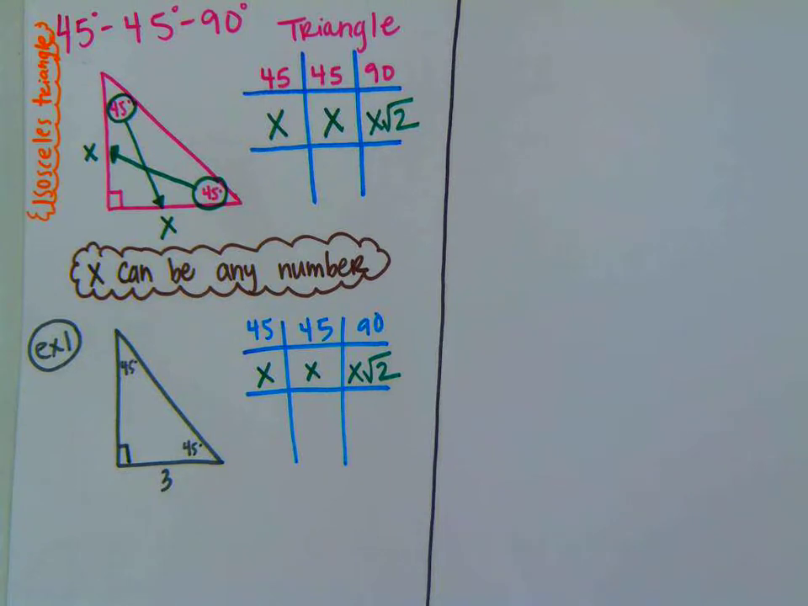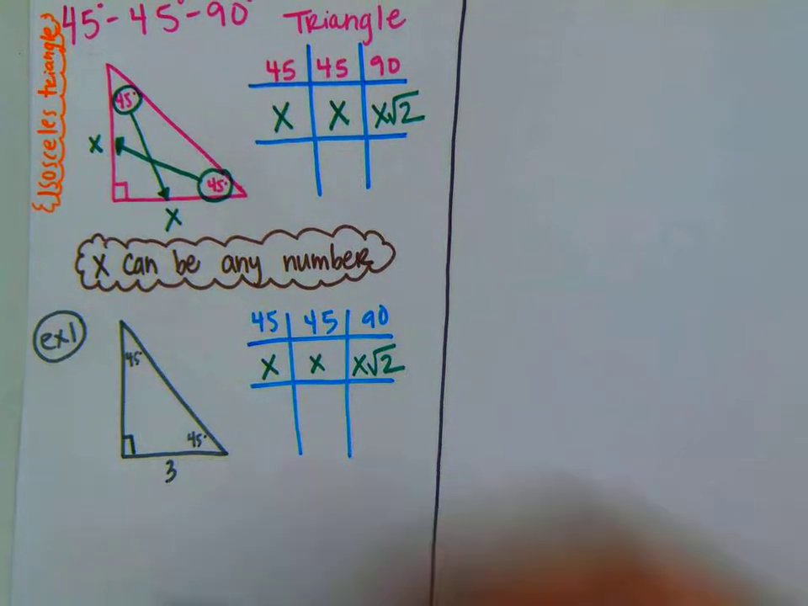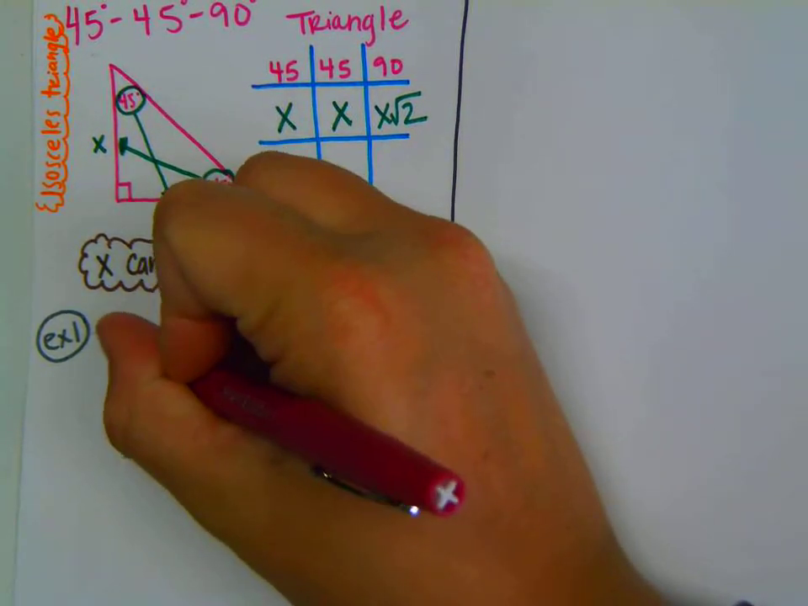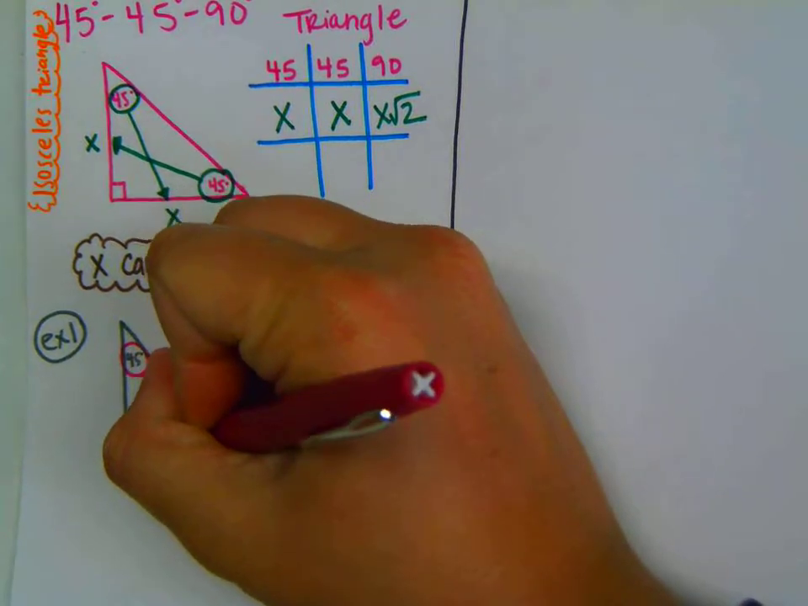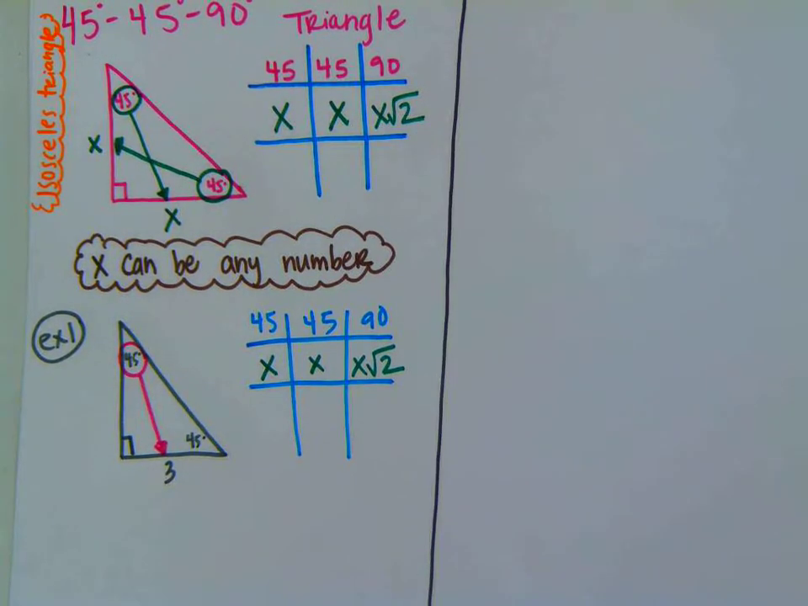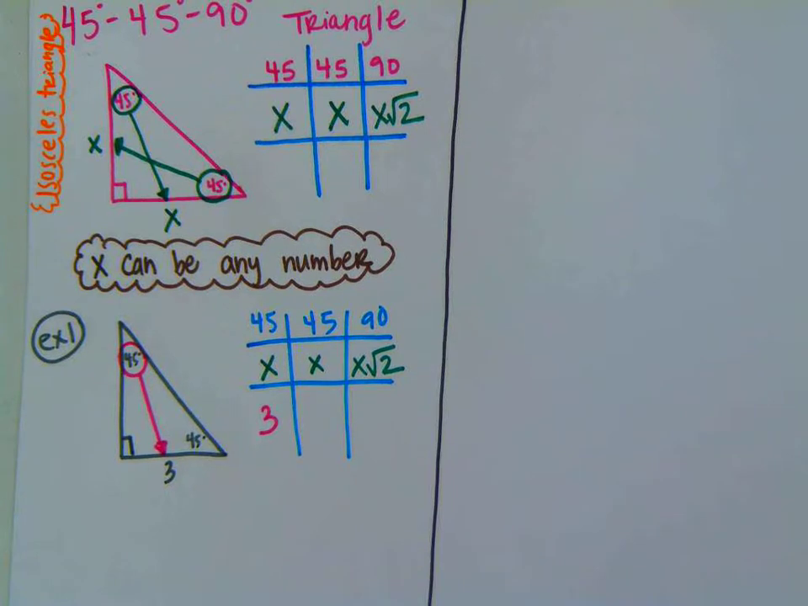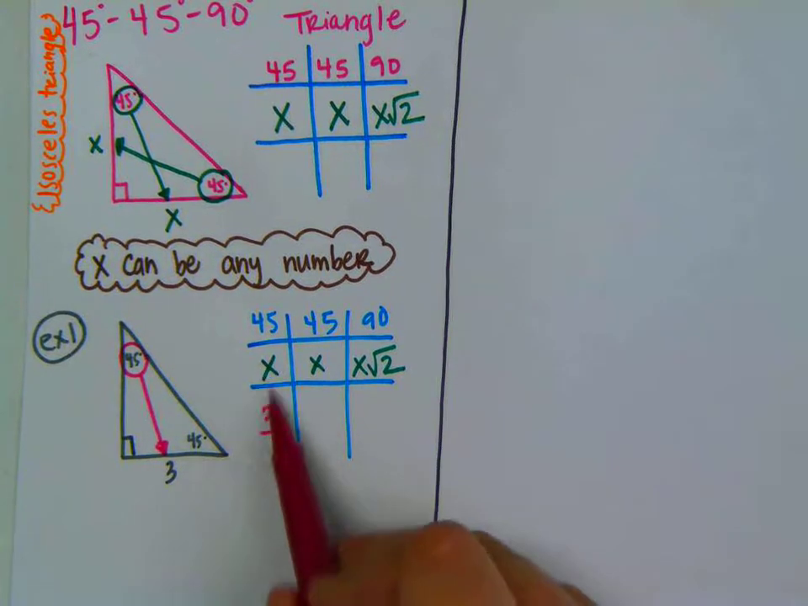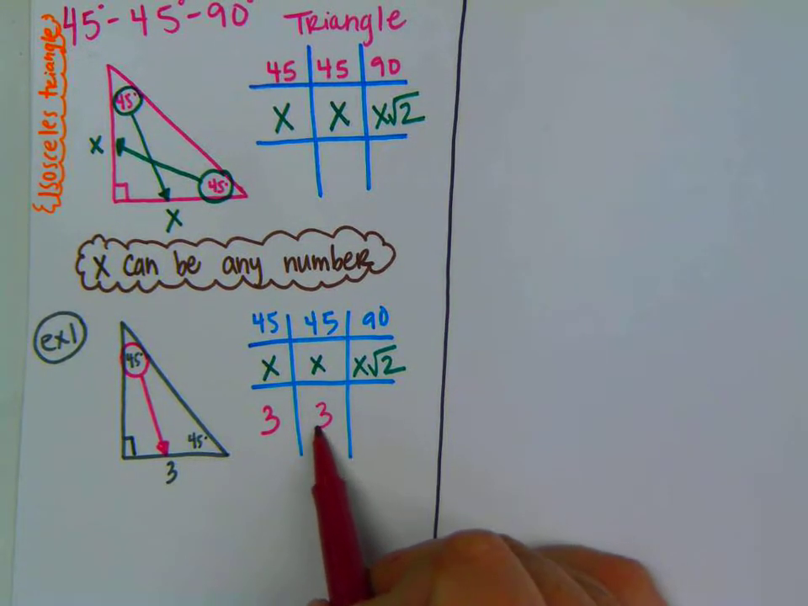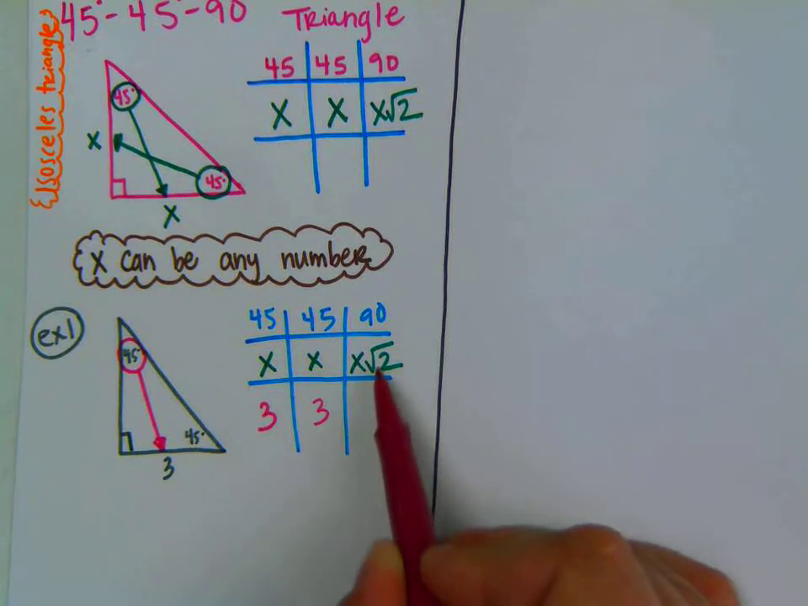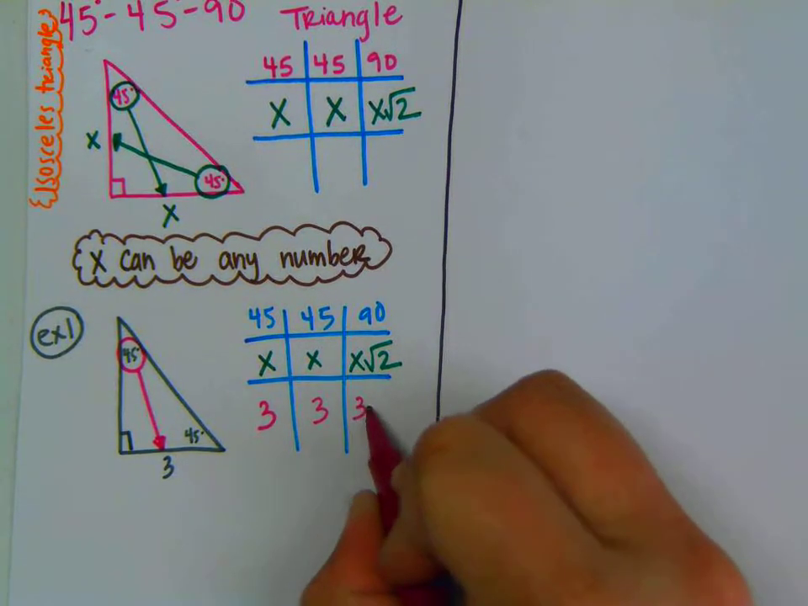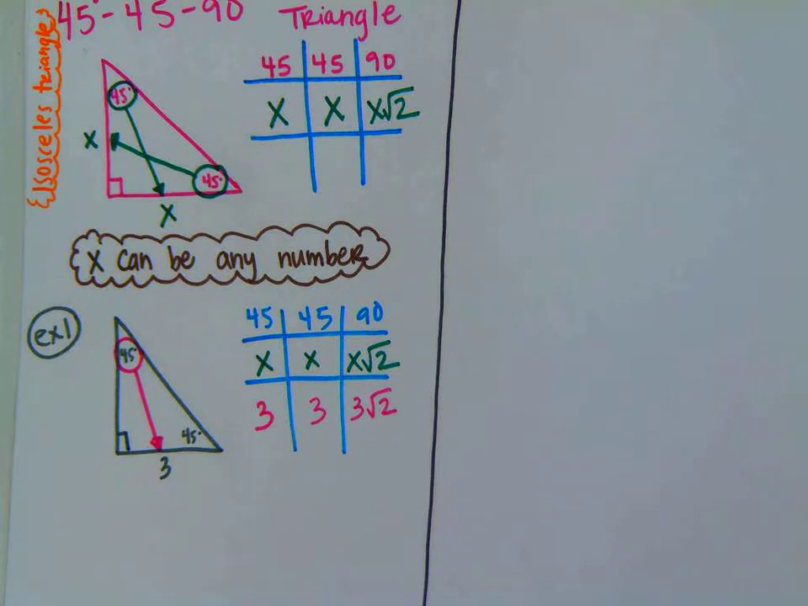Okay? So now, what Sean just said, we're given this 3. Well, this 3 is across from the 45. So where do I put it? Under a 45, yeah. So I'm going to put it underneath here. Well, given that now, what other information do I know? X equals 3. So if this x is 3, this x is 3. And then what's this one? 3 root 2. Okay? And that's all you have to do.